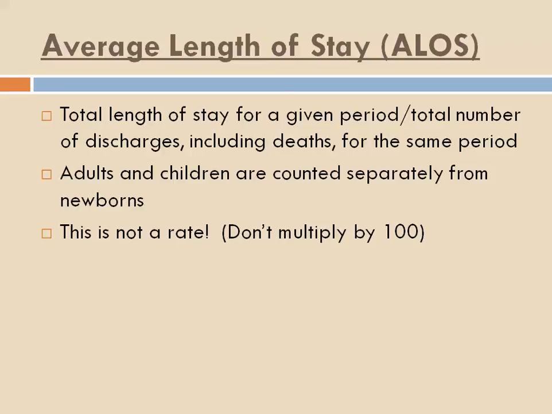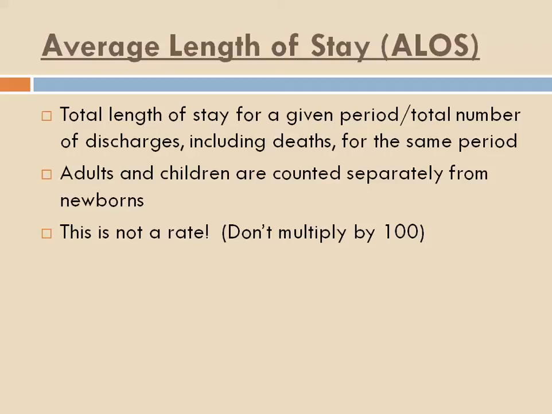Okay, last is the average length of stay. And basically the average length of stay is the total length of stay for a given period divided by the number of discharges for that same time. So you're going to take whatever your total length of stay is that you've just added up and divide by the total number of discharges. So again, this is a simple average that you're probably used to computing. Adults and children are counted separately.